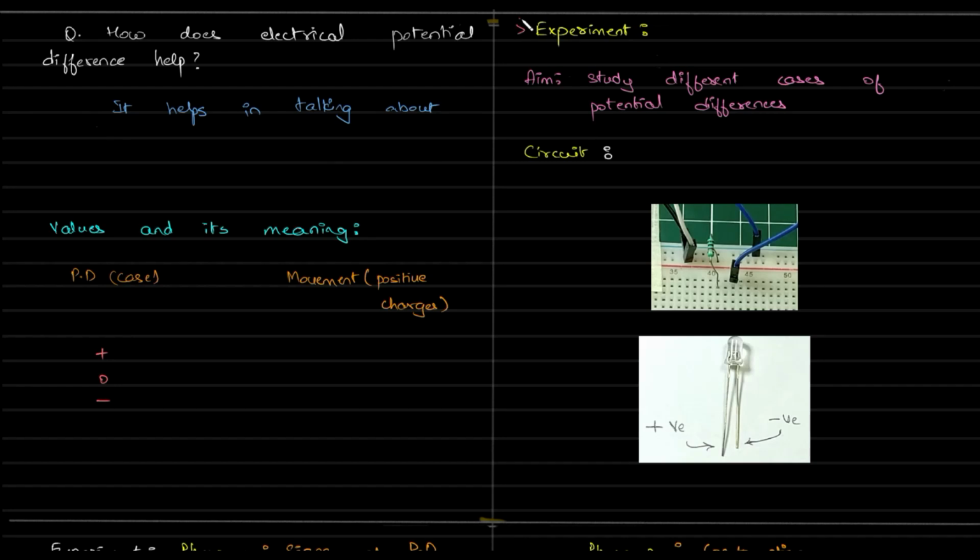Let's look into the experiment, which aims at the study of different cases when it comes to electrical potential difference. The circuit that we're going to use is this. Guys, you will not understand as of now what is happening over here. All you need to know is this end is positive and this end is negative.